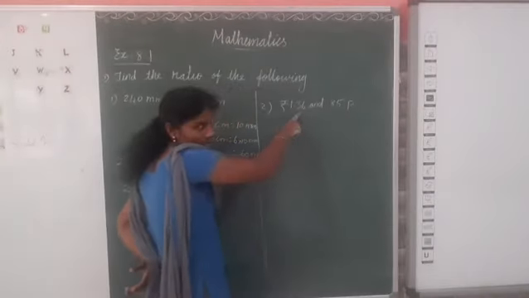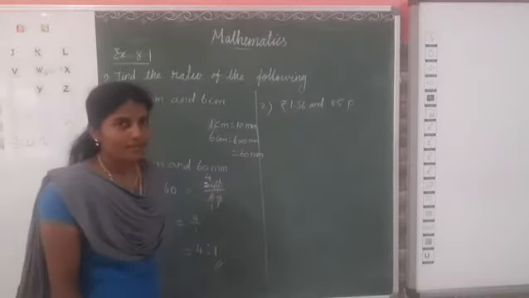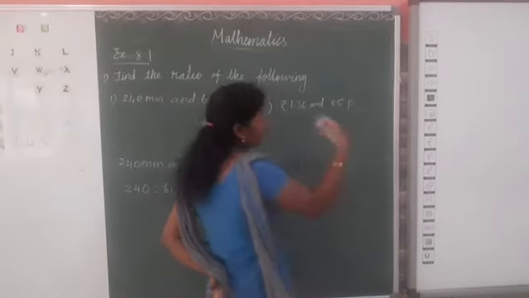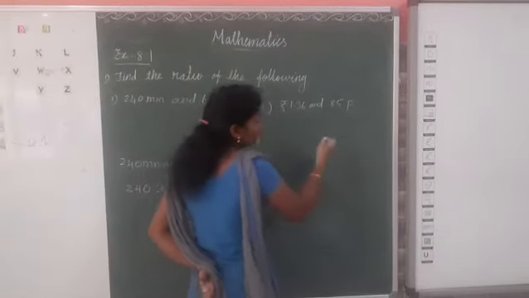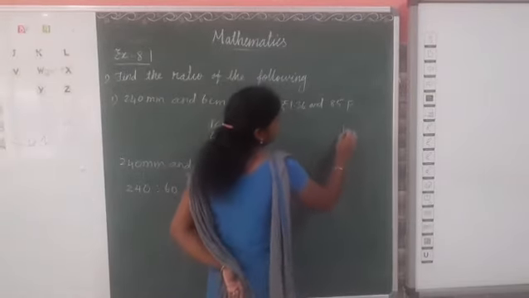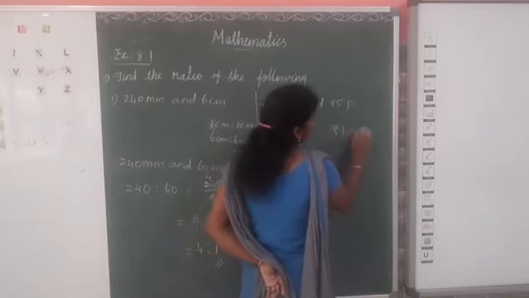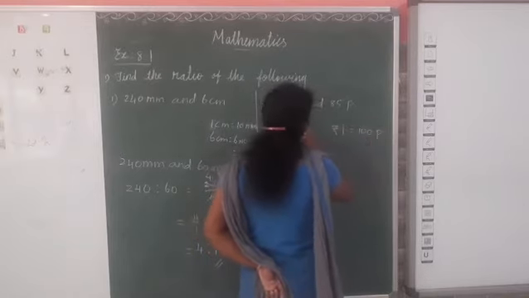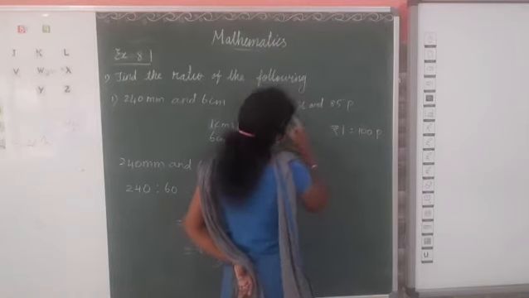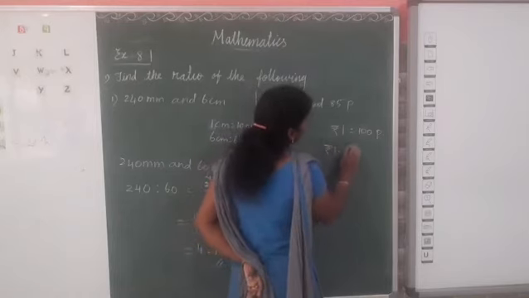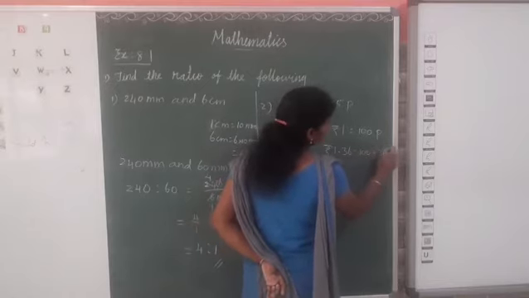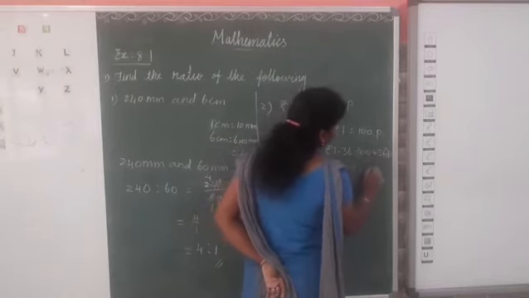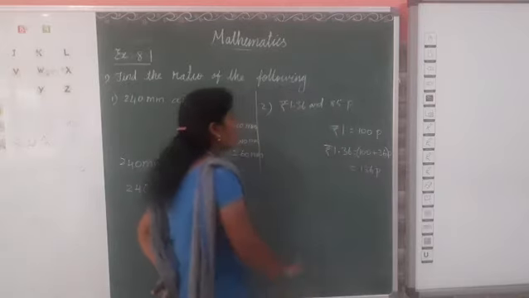Now second one, ₹1.36 means 1 rupee 36 paise. 85 paise we can't change into rupee, so we change this rupee into paise. 1 rupee is equal to 100 paise. Therefore 1 rupee 36 paise is equal to 100 plus 36 paise, so 136 paise.